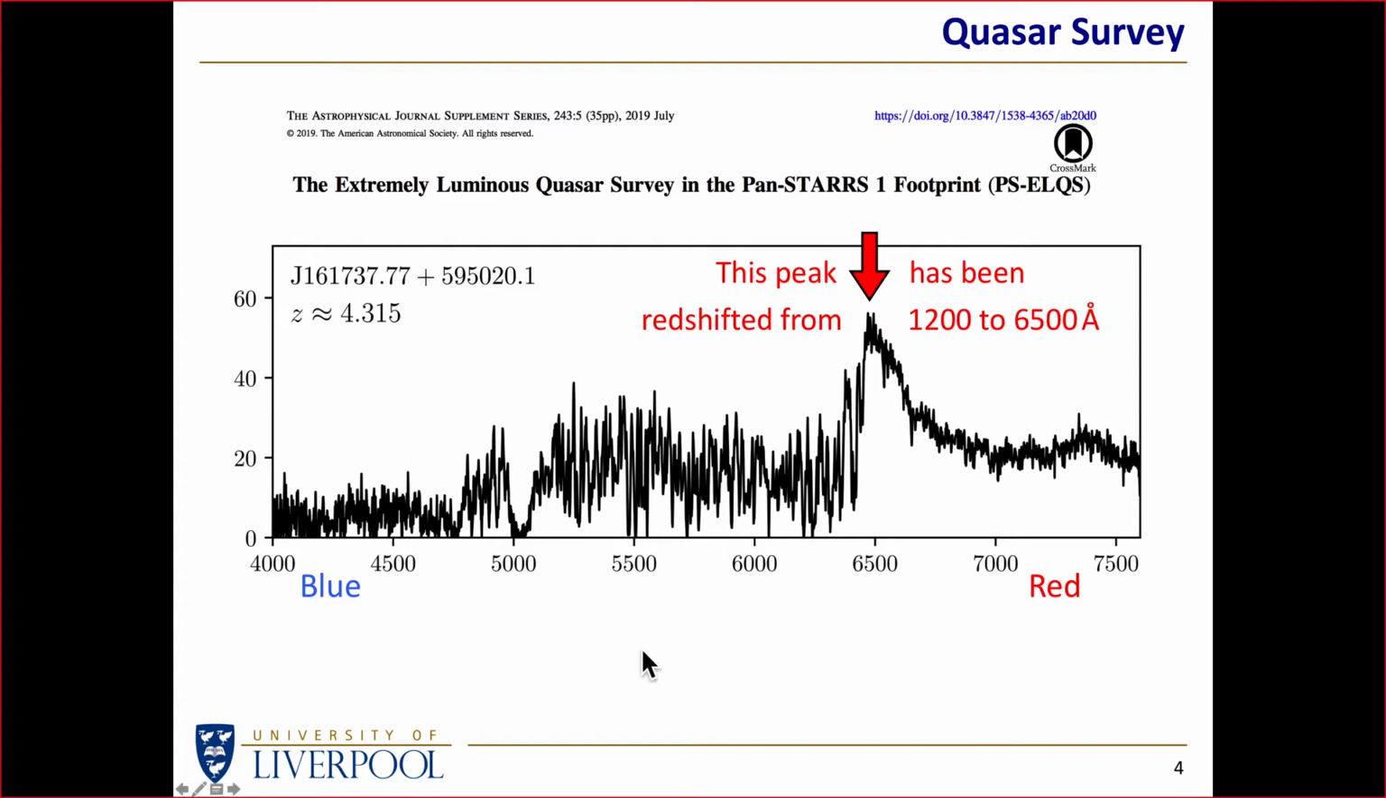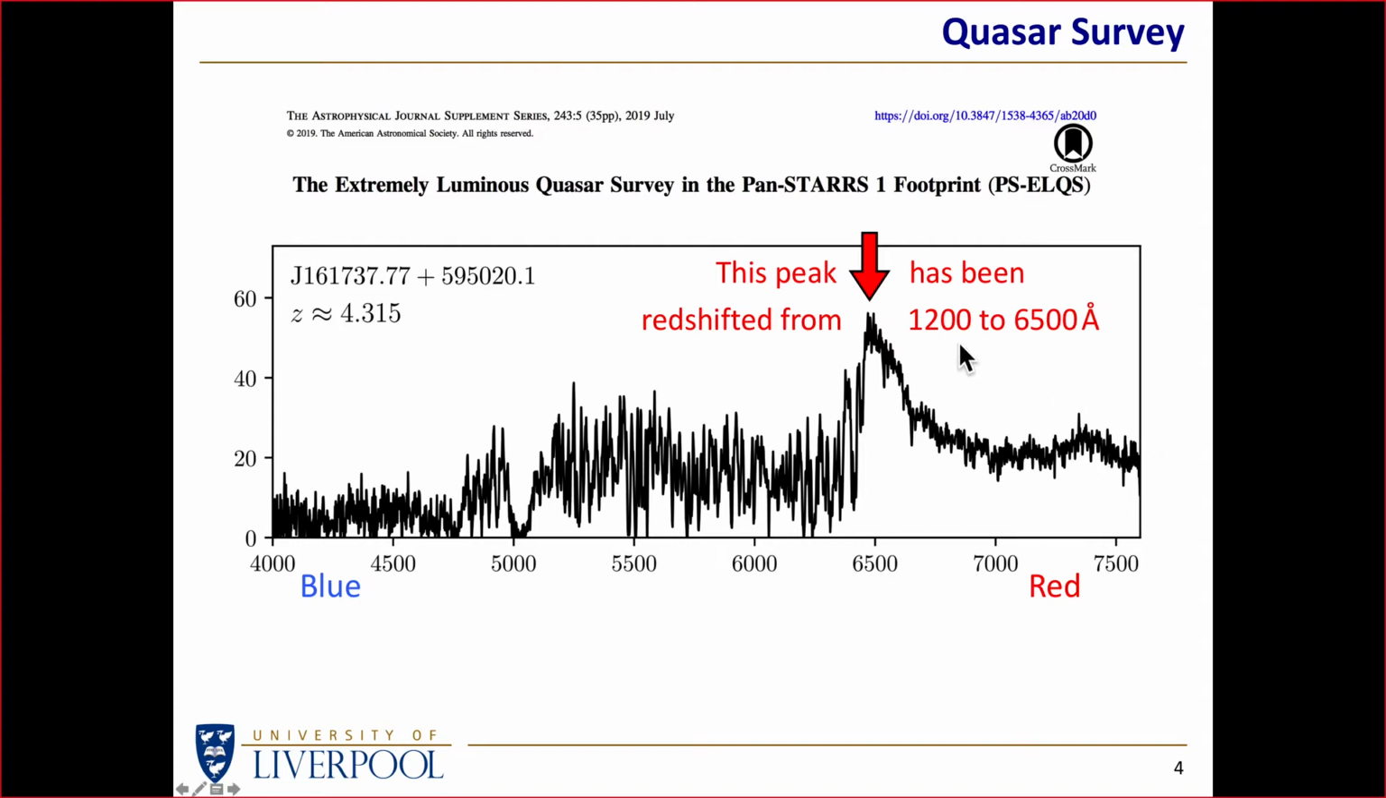1200, as you can see from this scale, blue at 4000, red at 7000, you can see that 1200 is way, way, way off to the left-hand side of this spectrum in the ultraviolet. So this peak has been shifted from the ultraviolet all the way through the visible spectrum into the red. So that's a very large redshift, and that indicates that this object is very remote.